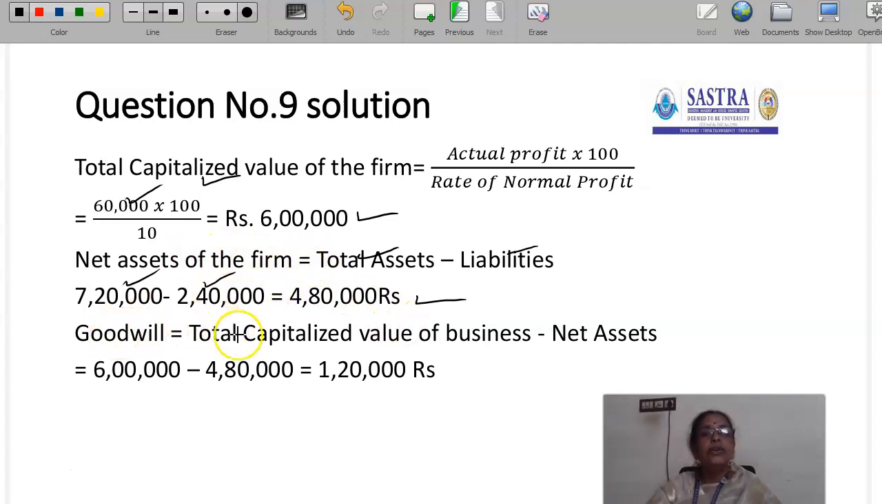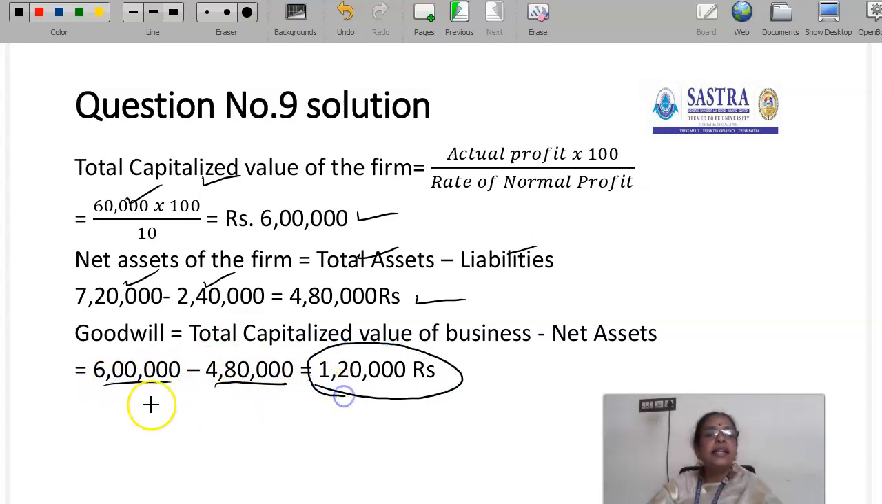So goodwill is equal to total capitalized value of business minus net assets. Total capitalized value of business is 6 lakhs. Net assets is 4,80,000. So the value of goodwill is 1,20,000 rupees.